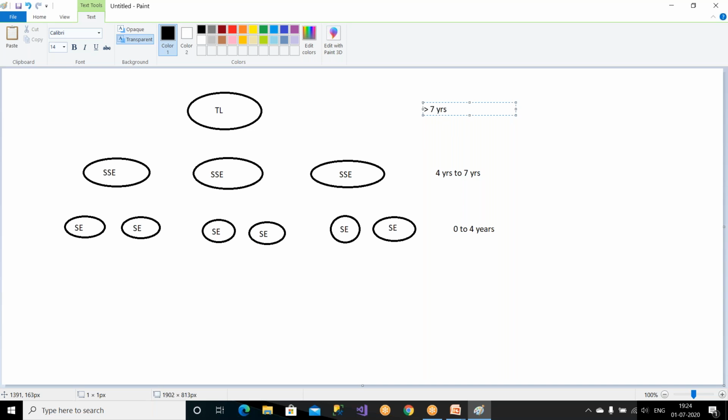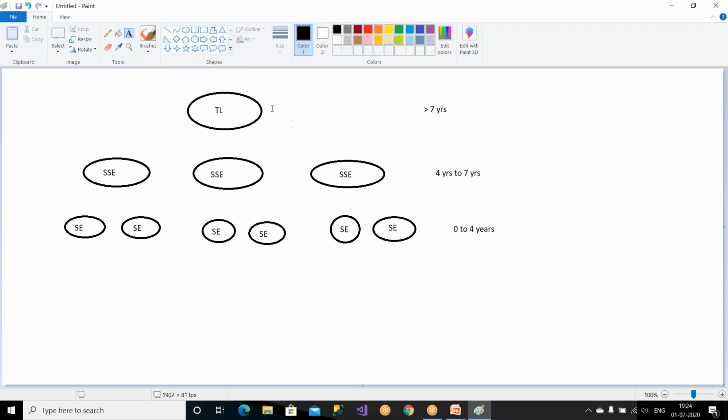It may change from country to country, place to place, it doesn't matter. In India, this is how we follow. But in America, you may have 0 to 5 years or 5 to 8 years, or with more than 9 years you may be a team lead there. Clear? So what is your role?